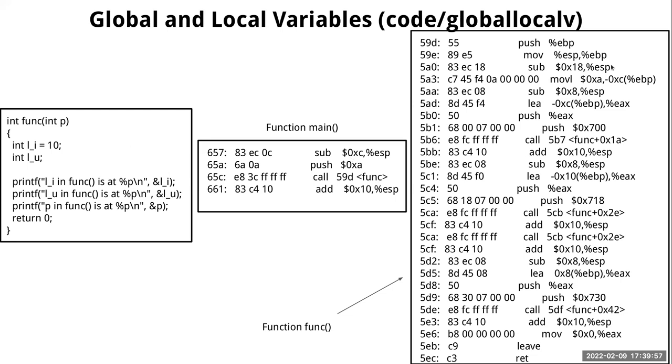So in this func program, we first push EBP, then we move ESP to EBP, then we subtract 18 in hex. 18 in hex, that's 24 bytes. We subtract 24 bytes from the ESP. Then we do all kinds of calculations, okay?